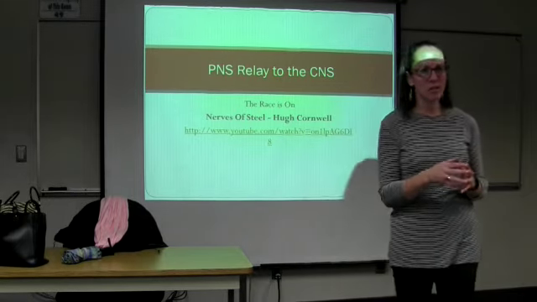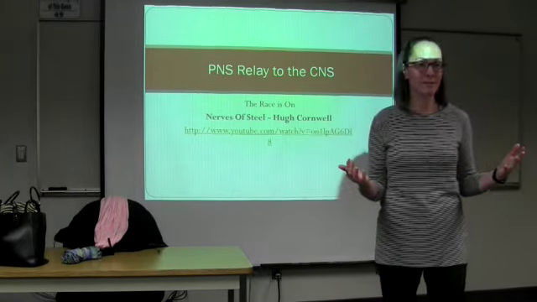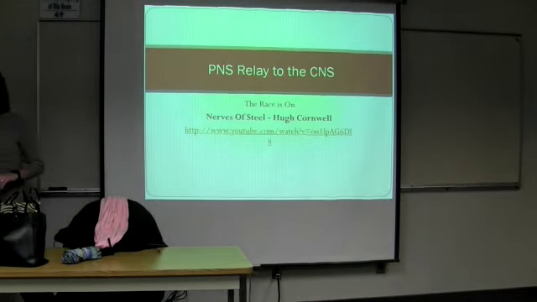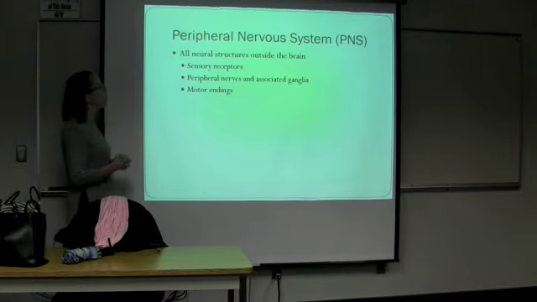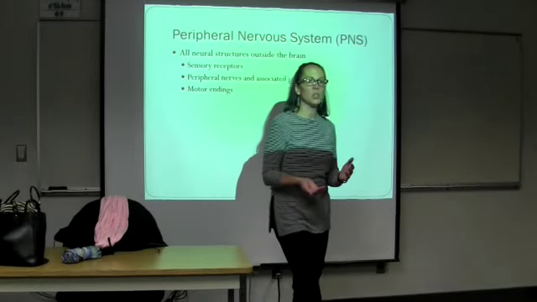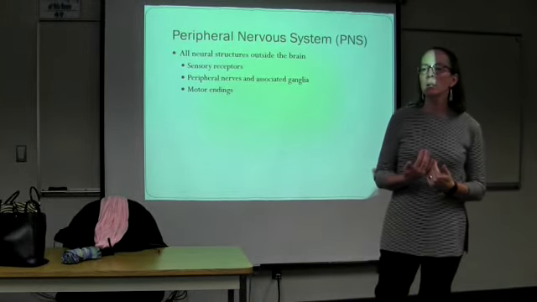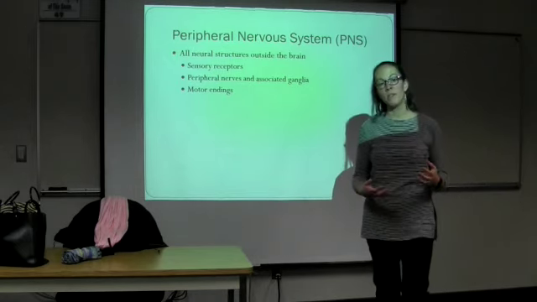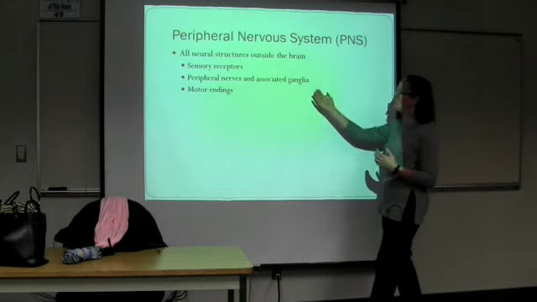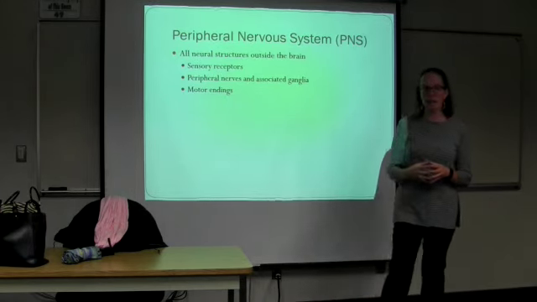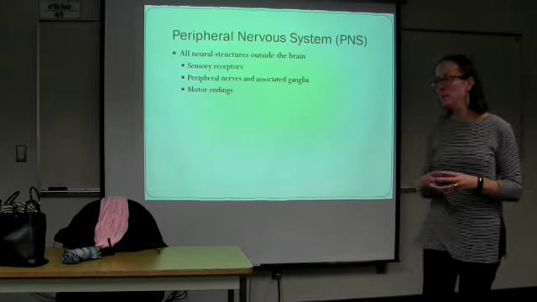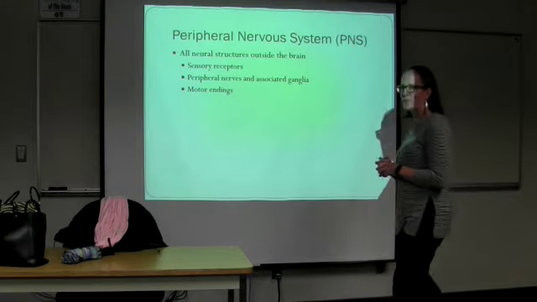Your autonomic nervous system is in the periphery as well, just as a sidebar. But we're going to focus on cranial nerves and your spinal nerves here. We're going to look at the sensory receptors. We talked about sensory as it goes into the back of the cord. We're going to look at where the actual receptors are and what they are. We're going to look at some peripheral nerves and their associated ganglia. And what is a ganglia again? Collection of cell bodies.